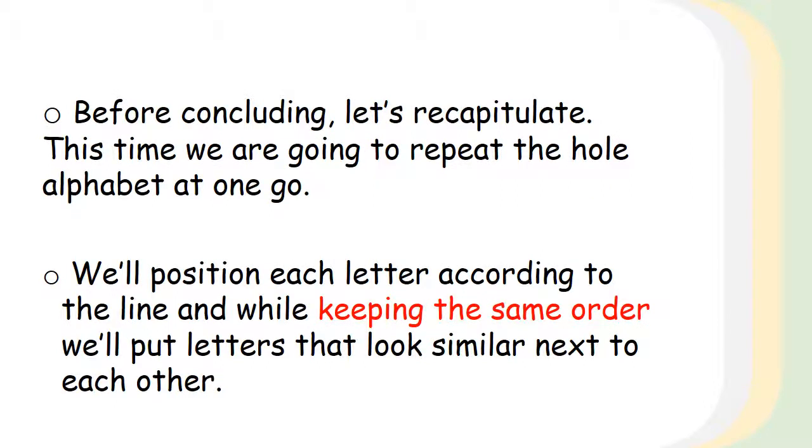Before concluding, let's recapitulate. This time we are going to repeat the whole alphabet at one go. We will position each letter according to the line, and while keeping the same order, we will put letters that look similar next to each other.